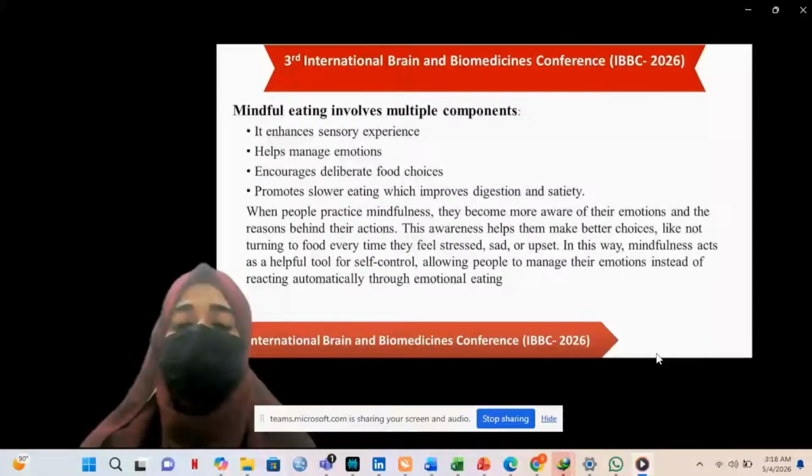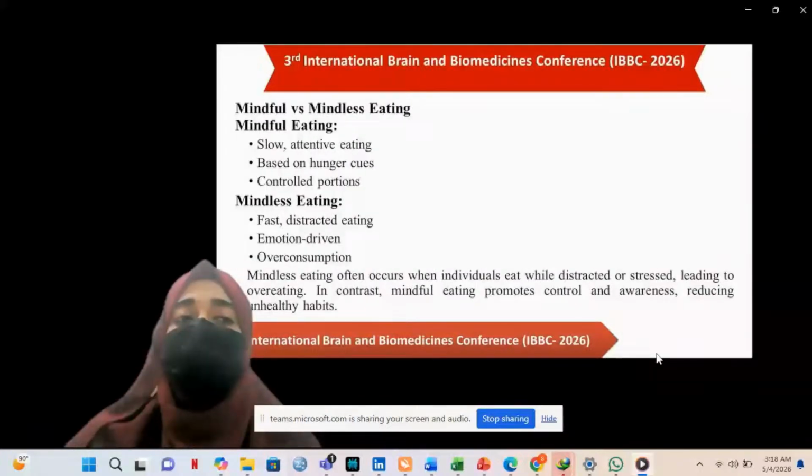Next is mindful versus mindless eating. So let's understand what mindful eating is and what mindless eating is. In mindful eating, a person eats slowly, with attentive eating based on hunger cues, not emotion-driven eating. Also, they have controlled portions. But in mindless eating, they eat fast, with distracted, emotion-driven eating, which can lead to overconsumption. Mindless eating often occurs when individuals eat while distracted or stressed, which leads to overeating. In contrast, mindful eating promotes control and awareness, reducing unhealthy eating habits.